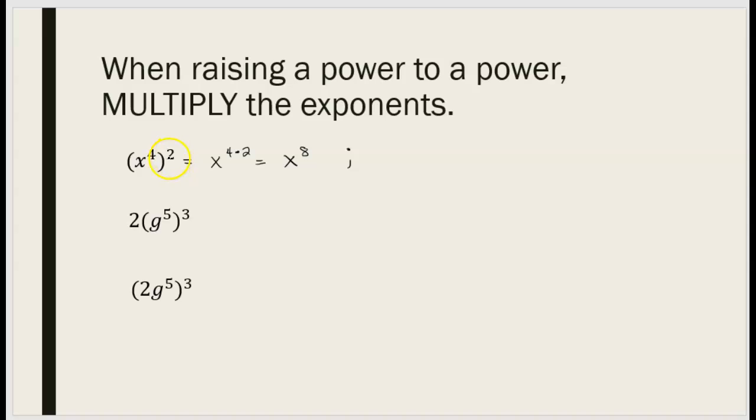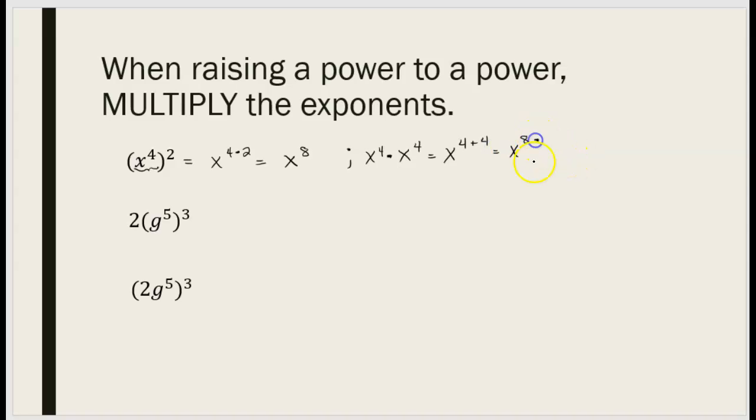So x to the 4th raised to the 2nd power. Remember, what this means is take my base, which in this case is x to the 4th, and use that as a factor 2 times. So what this means is x to the 4th times x to the 4th. All right, and x to the 4th times x to the 4th, based on the rule that we just learned in the previous video, would be x to the 4 plus 4 power, which is x to the 8th.